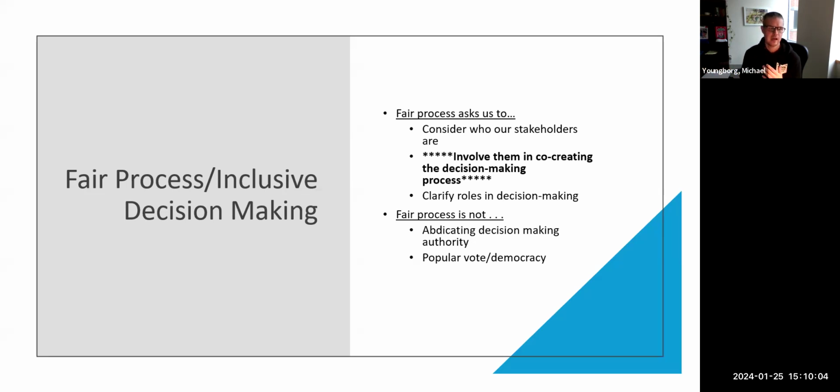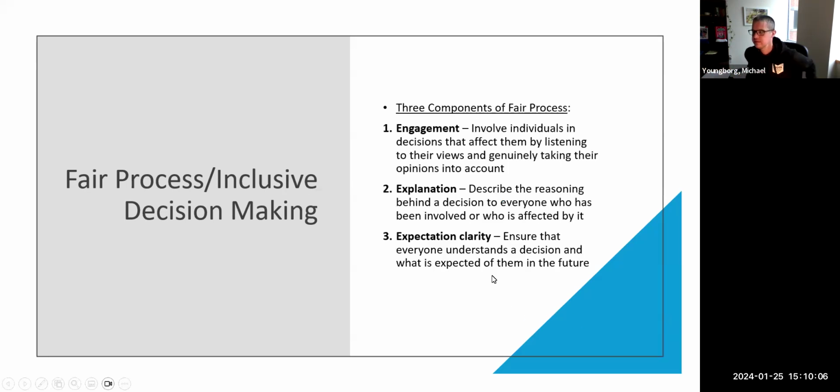Being able to move into these next components, right? So transparency is something that's threaded through all of these. But just to take a step back, again, thinking about those stakeholders, that first component we're talking about is engagement. So you want to make sure that you're involving people in decisions that affect them. You want to listen to their views, genuinely taking their opinions into account. Again, that doesn't mean you're going to let it come down to a popular vote, but you are going to hear people out, make sure that they're heard, and that you actually fully consider all of those viewpoints before you land on that final decision.